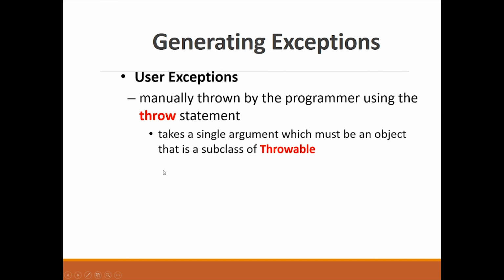So user exception is manually thrown by the programmer using the throw statement. It takes a single argument which must be an object that is a subclass of throwable. An example is throw new exception and then the problem. So that would be all for this lesson.